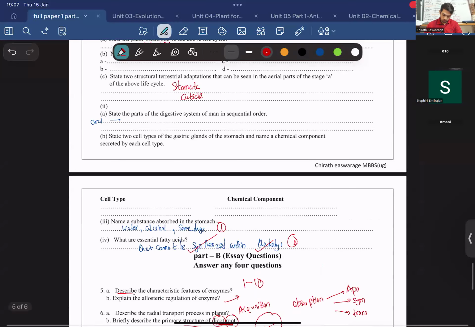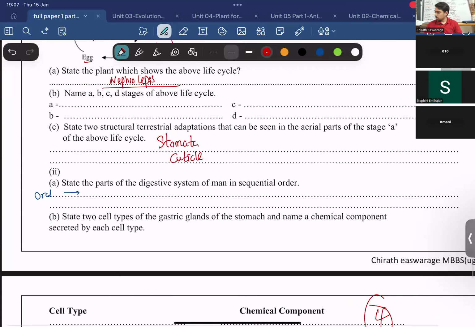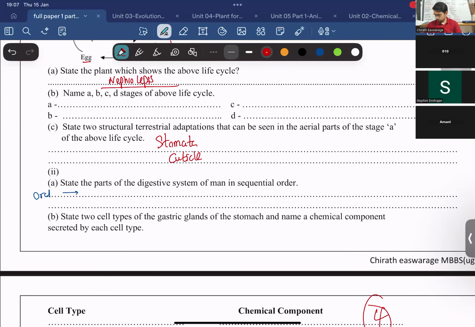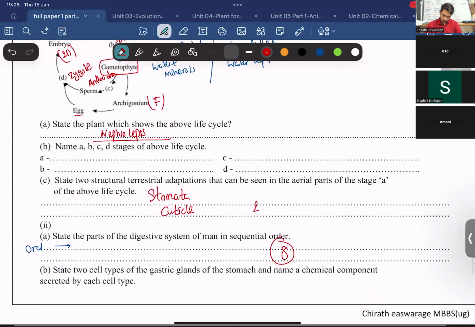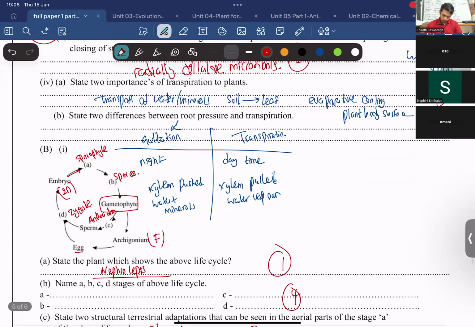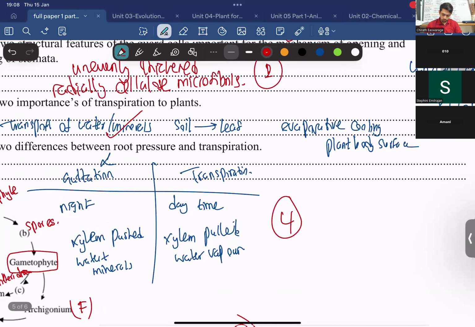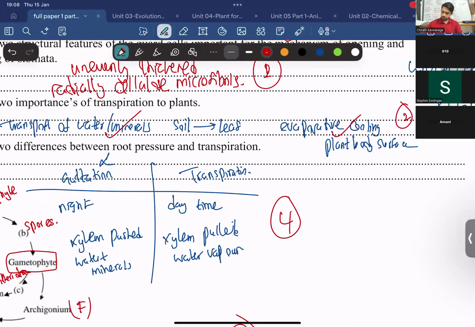Here, 4 marks. Parts of the digestive system in order. How many? Oral cavity, pharynx, esophagus, stomach, small intestine, large intestine, rectum, anus. 8 marks. 2 marks here. 4 marks. 1 mark. And for the comparison, 4 marks. State the importance of transpiration: transport water and minerals from the soil to the leaf. Evaporative cooling, 2 marks.